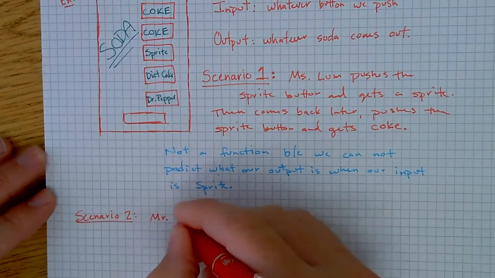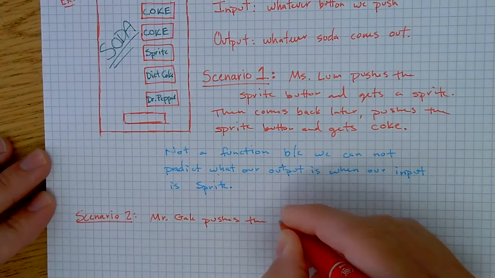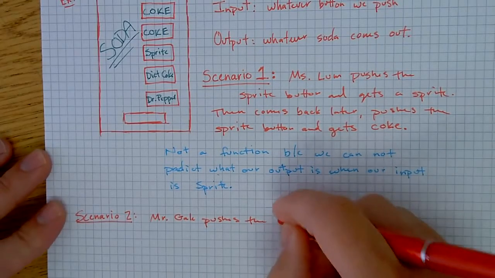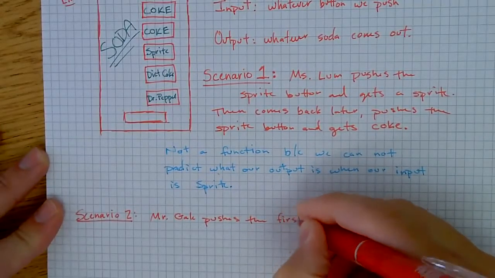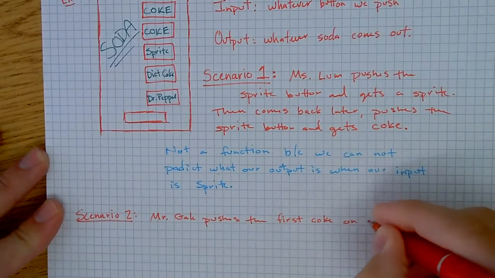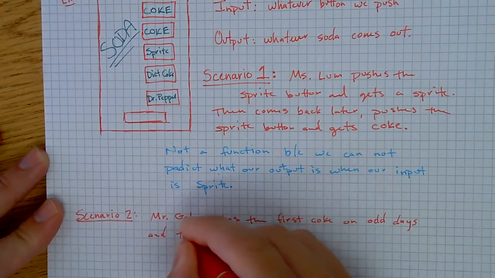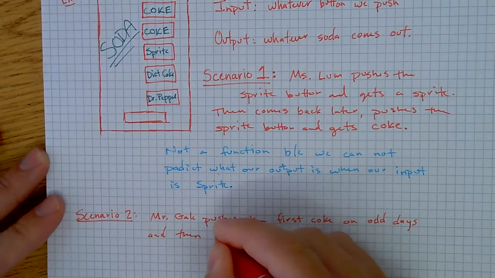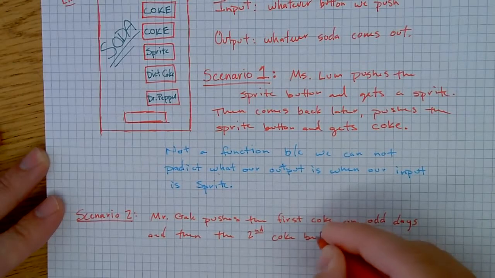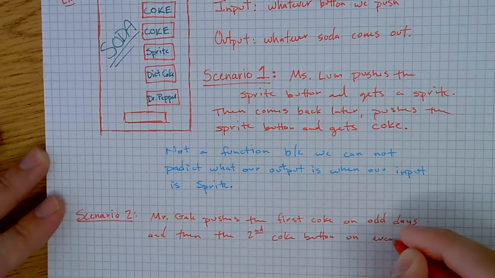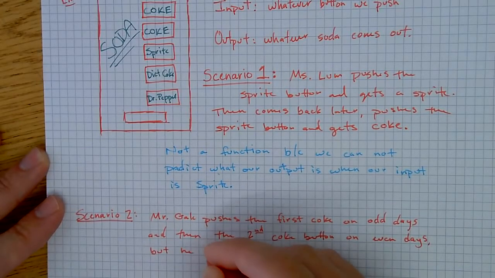All right, next scenario. Mr. Gale pushes the Coke button, the first Coke button, excuse me, on odd days. And then the second Coke button on even days. But he always gets a Coke as an output.